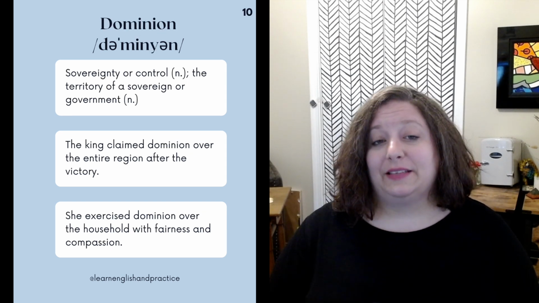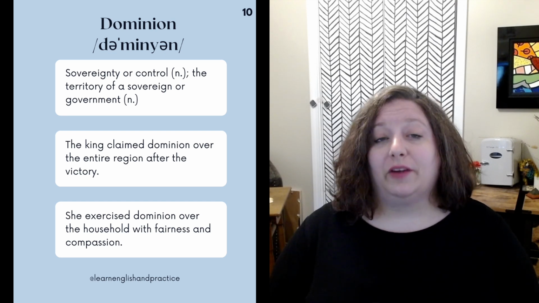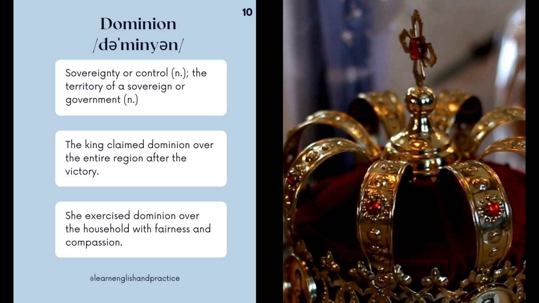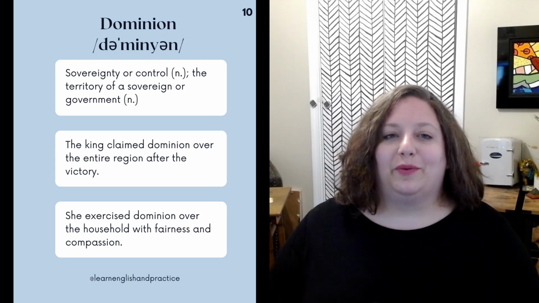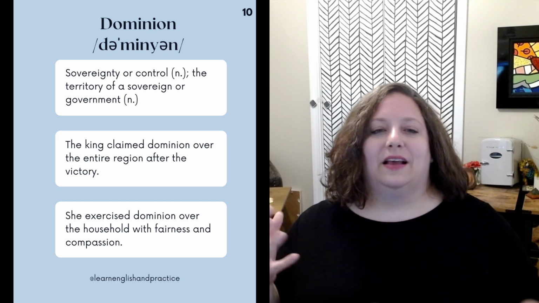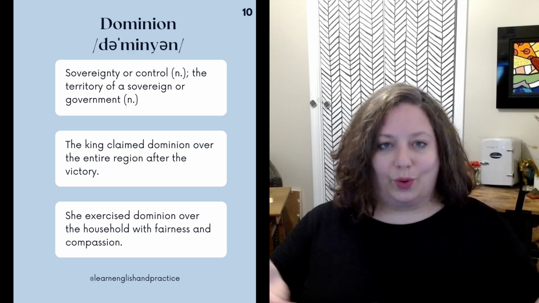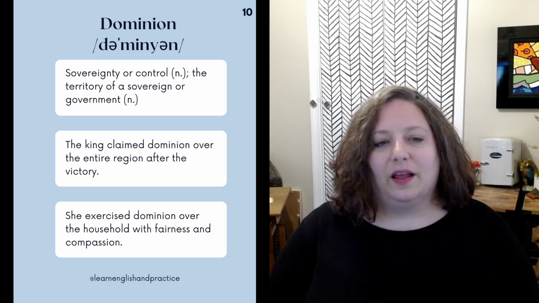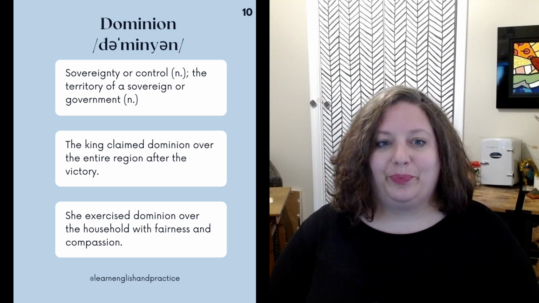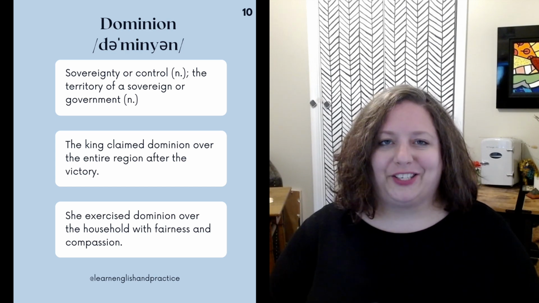Dominion. This means sovereignty or control as a noun. The territory of a sovereign or government as a noun. So a king might rule his dominion. I might refer to my home as my dominion somewhat sarcastically. It's this idea that a territory or space is under the rule or control. Examples are, the king claimed dominion over the entire region after the victory. She exercised dominion over the household with fairness and compassion.